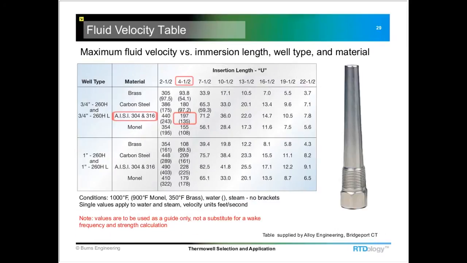And if we look at the same immersion length and material for a tapered stem, we can see that these numbers jump up roughly a third again as much. So we're at 197 feet per second in steam and 135 in water. And if you were to go to a straight stem version here, the numbers would increase just a little bit, but really not a whole lot.